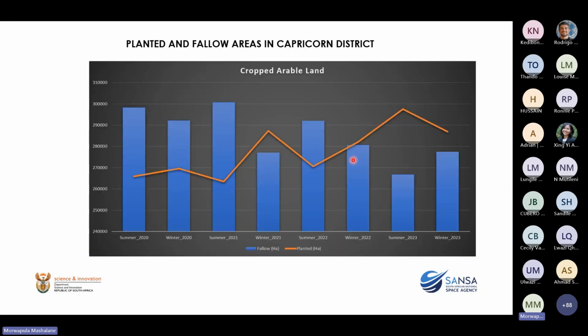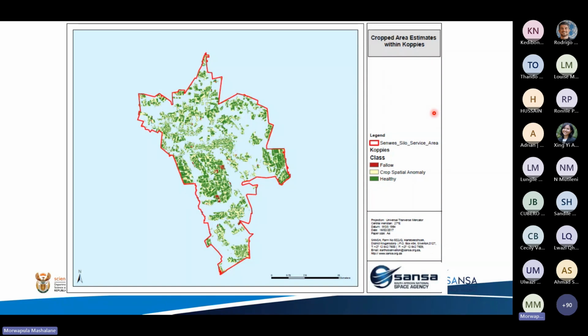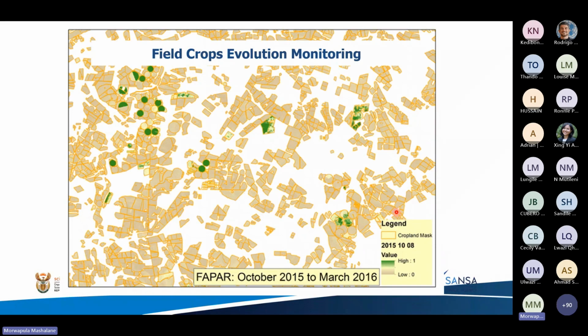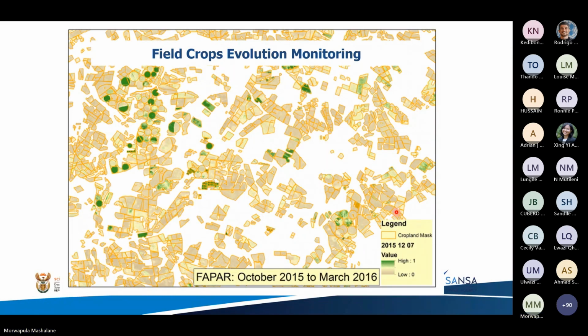So this is just to show you the planted and fallow areas in one of the districts in Limpopo province in South Africa. These are the summer and winter seasons from 2020 to 2022. The blue is basically the fallow, and the orange is what is planted. The same here, it's a similar thing. We can also give you the exact hectares of what is planted and what is not planted. So then, moving to the crop growth.